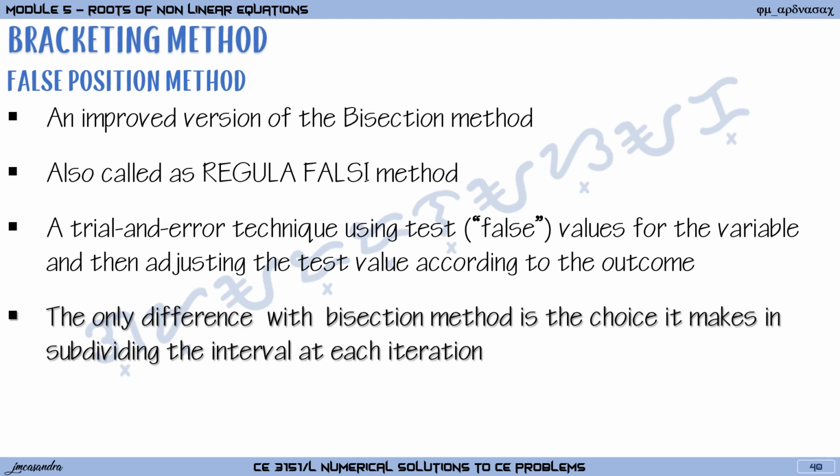The only difference of the false position to the bisection method is the choice it makes in subdividing the interval at each iteration. In the bisection method, we divide the values that we have computed by 2, or by half, for every iteration. Here, we have a different way of solving for the brackets or the limits of our iterations. So the false position method will converge faster compared to the bisection method.